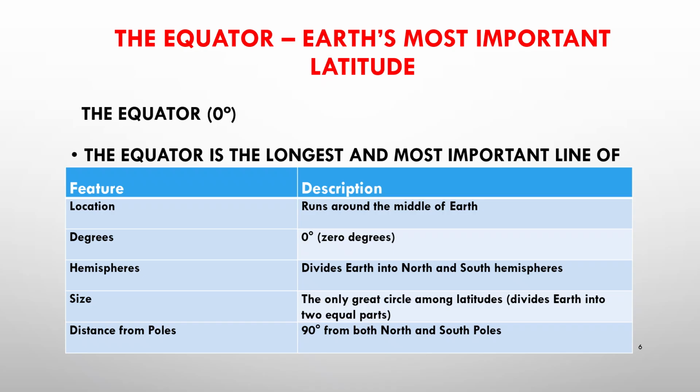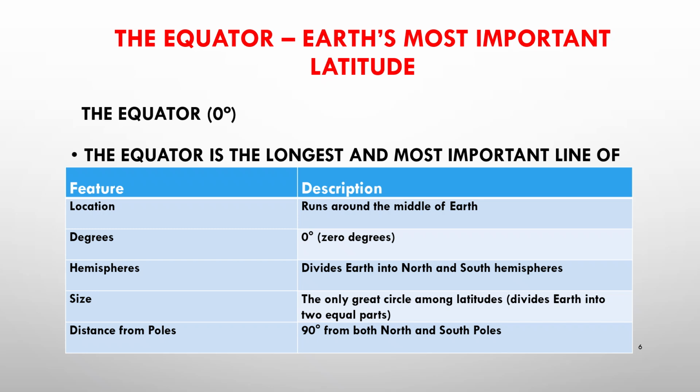Hemispheres. Hemi is half. The equator divides Earth into two halves or hemispheres, which are the northern hemisphere and the southern hemisphere. Everything north of the equator is in the northern hemisphere, and everything south of it is in the southern hemisphere. Remember, Ghana, by our location, we are in the northern hemisphere.